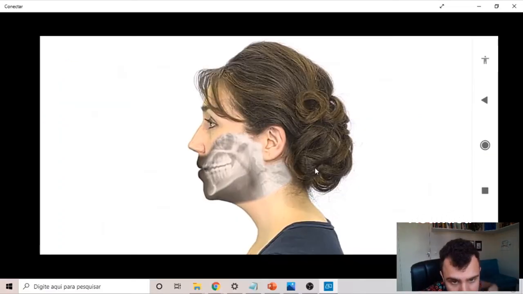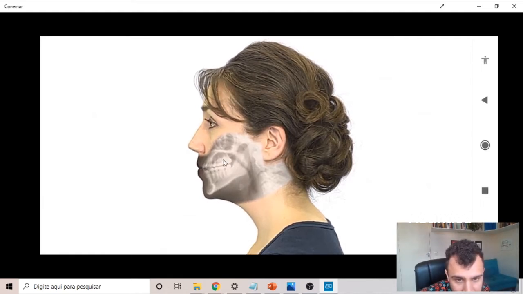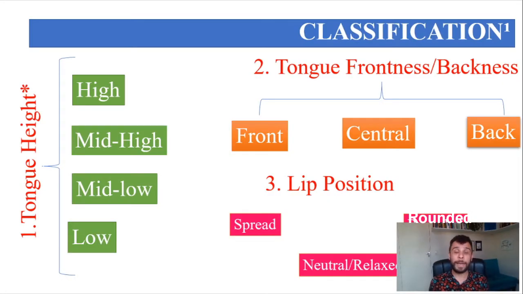Now look, in this way of classifying, we are just looking at the tongue. But some authors, instead of just looking at the tongue, will also look at your jaw, mandibula, right? Because we just saw that when you make the sound E, your tongue is high, and it's also in the front part. And we also know that it is spread.